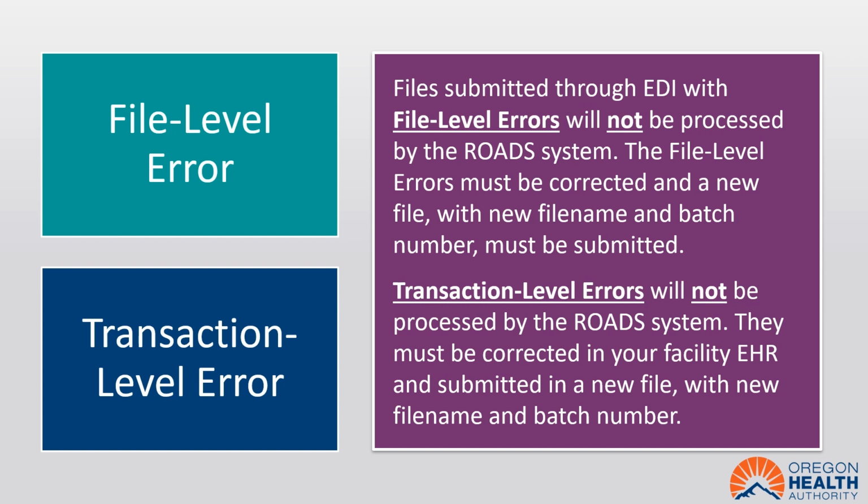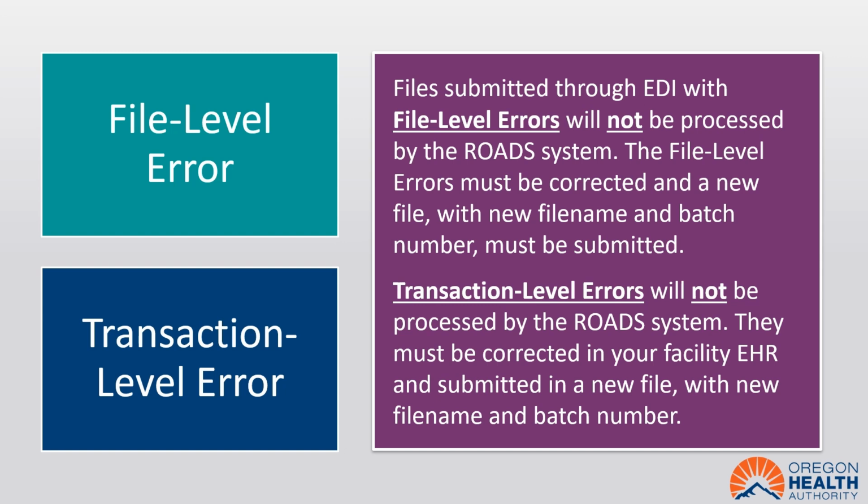ROADS first checks for file level errors, including verifying that the file name is formatted correctly, file name and batch numbers are unique from other submissions, the header and trailer match, agency or facility IDs exist, and that the submission method is allowed by that agency or facility. Files submitted through EDI with file level errors will not be processed by the ROADS system. The file level errors must be corrected and a new file with new file name and batch number must be submitted.